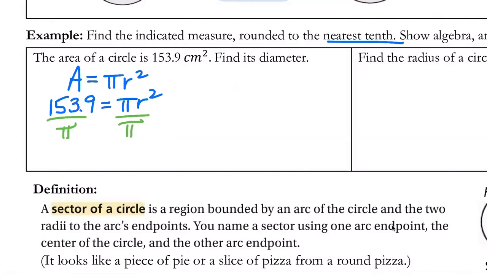Okay, and then rounding that to the nearest tenth, it's 6.9991 and so on. So that means that the radius is approximately 7. Rounded to the nearest tenth, the radius is approximately 7.0 centimeters, and that means that the diameter is double that, so 14.0 centimeters.